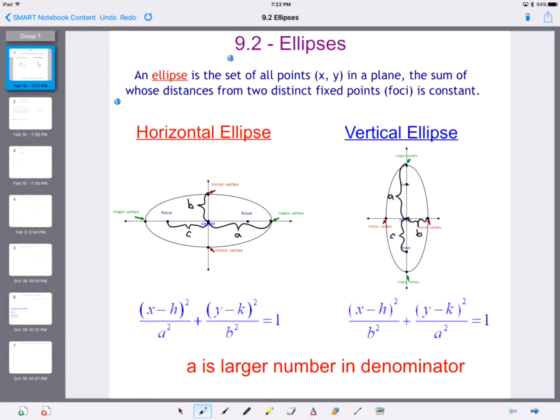Your two equations have (x minus h) squared plus (y minus k) squared, very similar to a circle. Now a circle has a radius, so it's the same all the way around. With an ellipse, you have two distances, a major and a minor. Your a is always the largest number in the denominator, which makes sense because your a value represents the distance from the center to the major vertex, which is the largest distance. So you have your a squared and your b squared, and this is always going to be equal to 1.